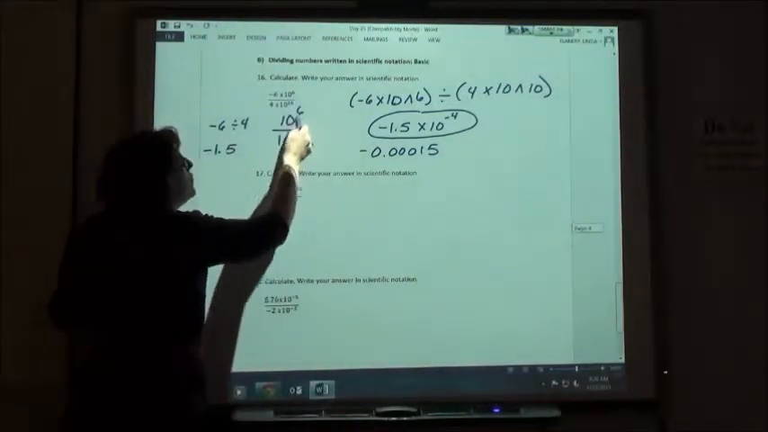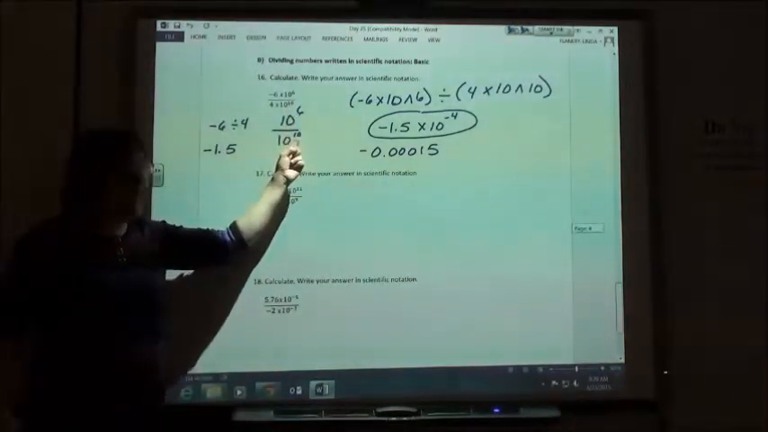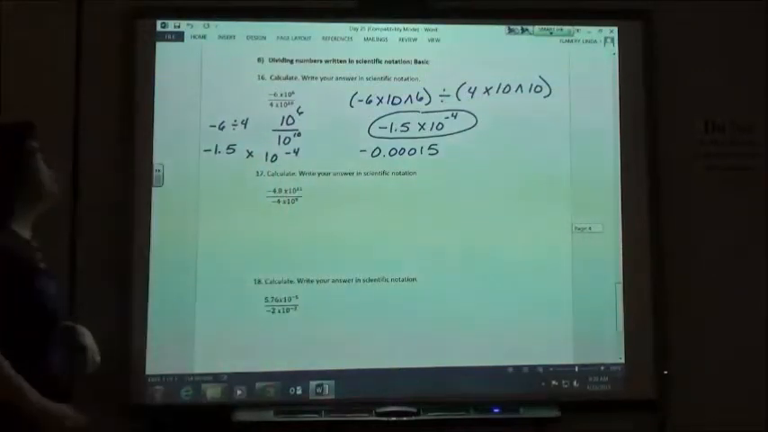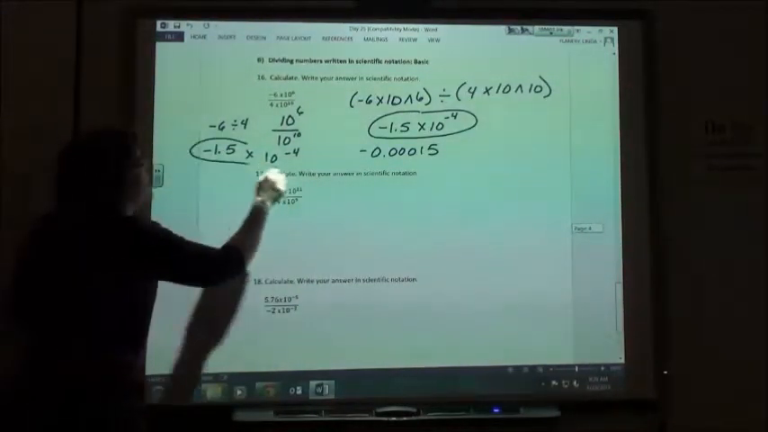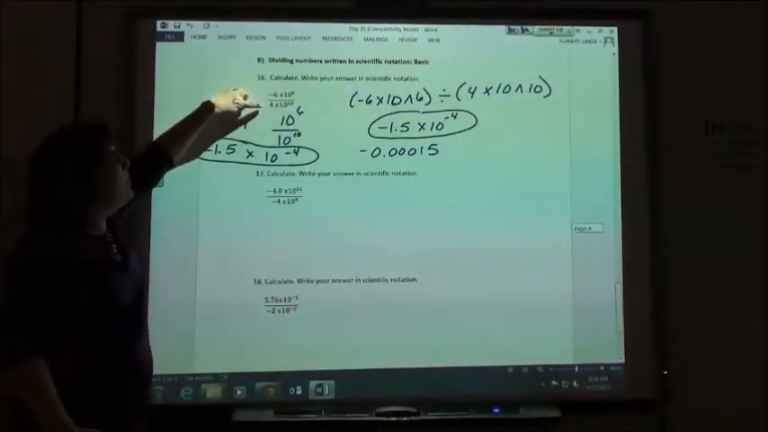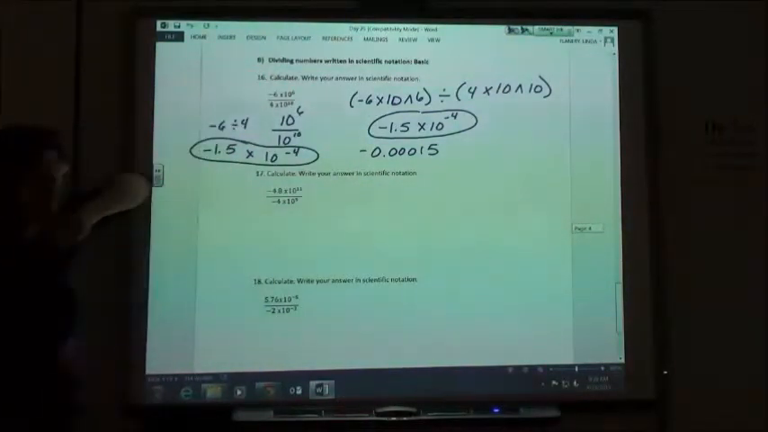Then we said our rule here when we had 10 to the 6th divided by 10 to the 10th was that we subtracted the exponents. 6 minus 10 gives you the negative 4. And in scientific notation, it is okay to have that negative exponent. And so we divide the front numbers, subtract our exponents, the top one minus the bottom.